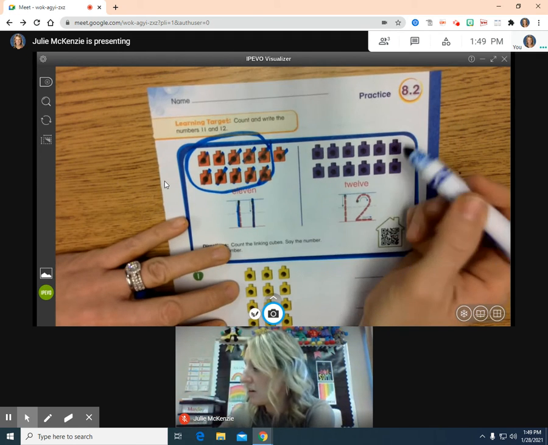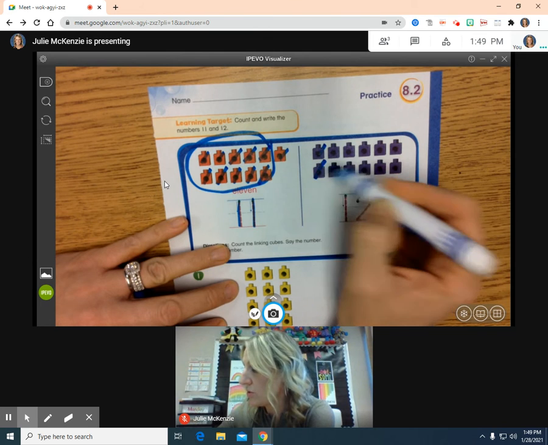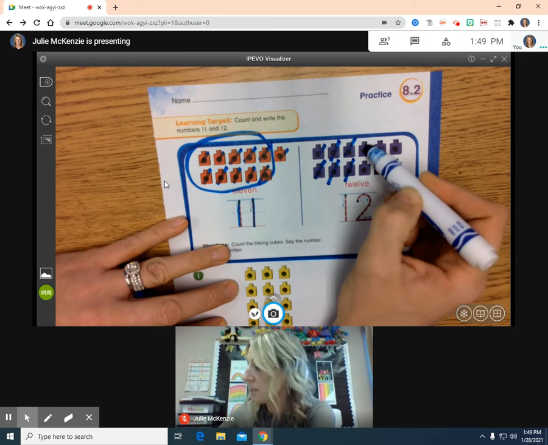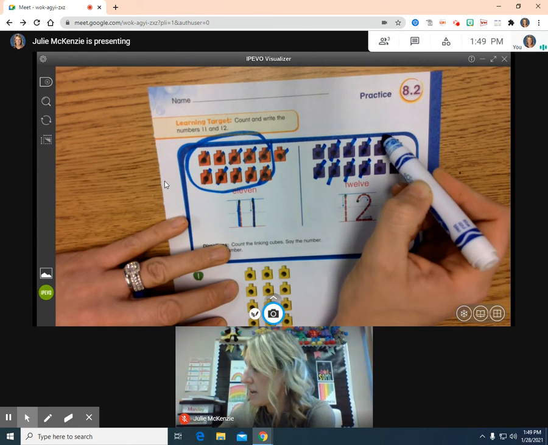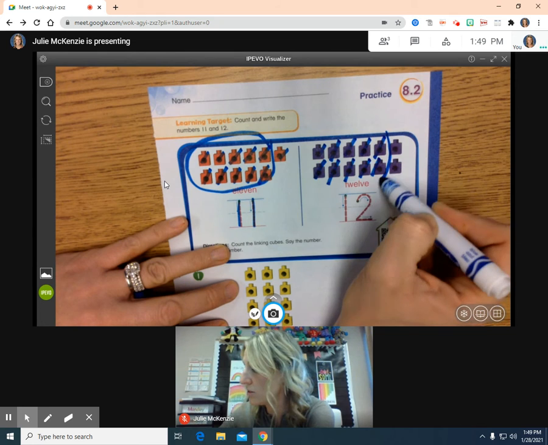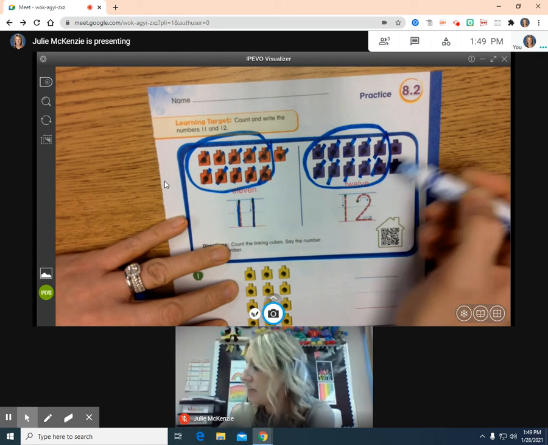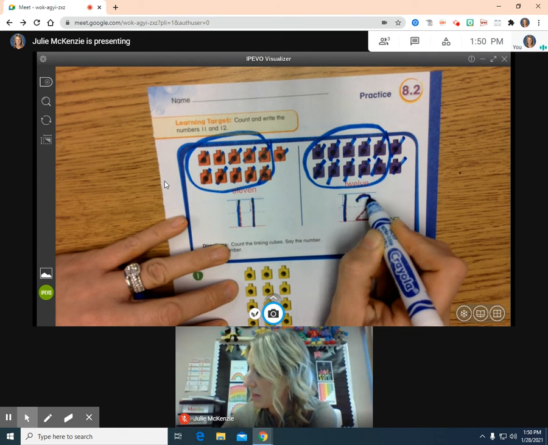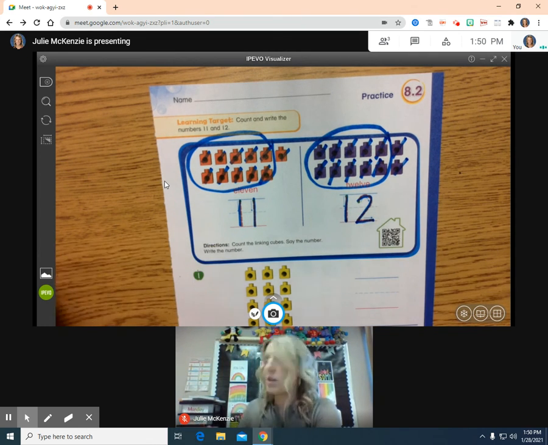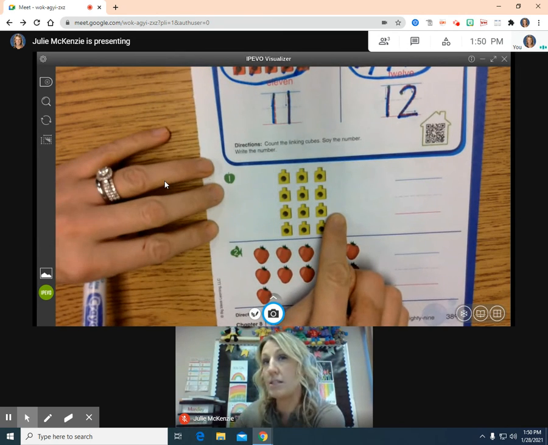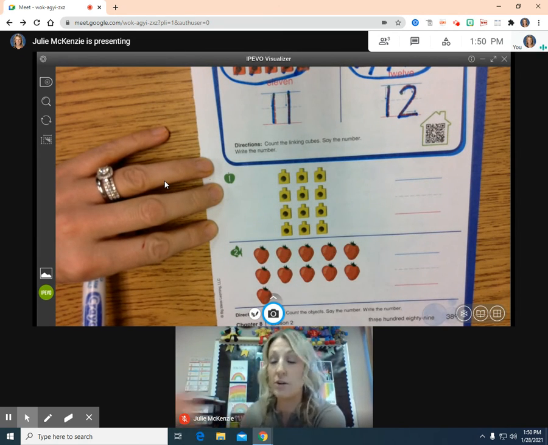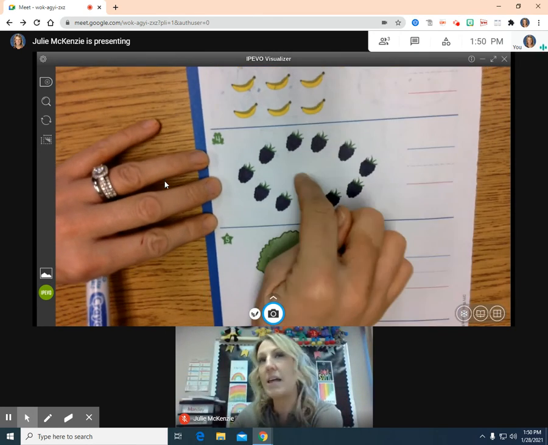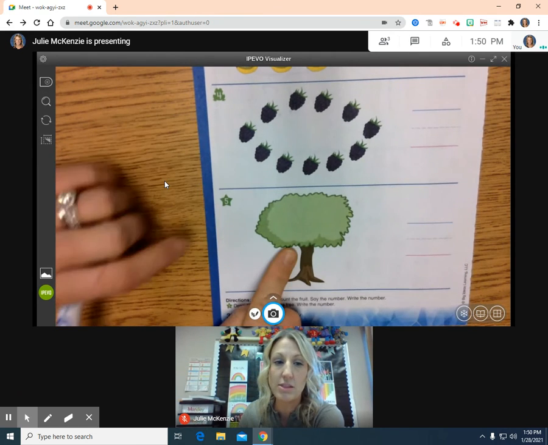Let's do this one together. 1, 2, 3, 4, 5, 6, 7, 8, 9, 10. Circle the group of 10. Keep counting. 11, 12. Write the number. A 1 and then a 2. Okay, you're going to do the same thing on this yellow and the red, but first turn your page over. You're going to do the same thing with the bananas and blackberries, but take a look at the tree.